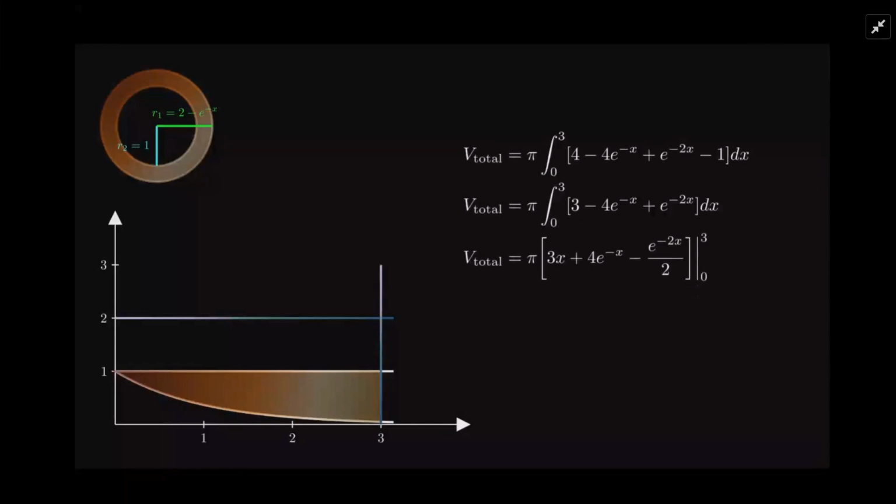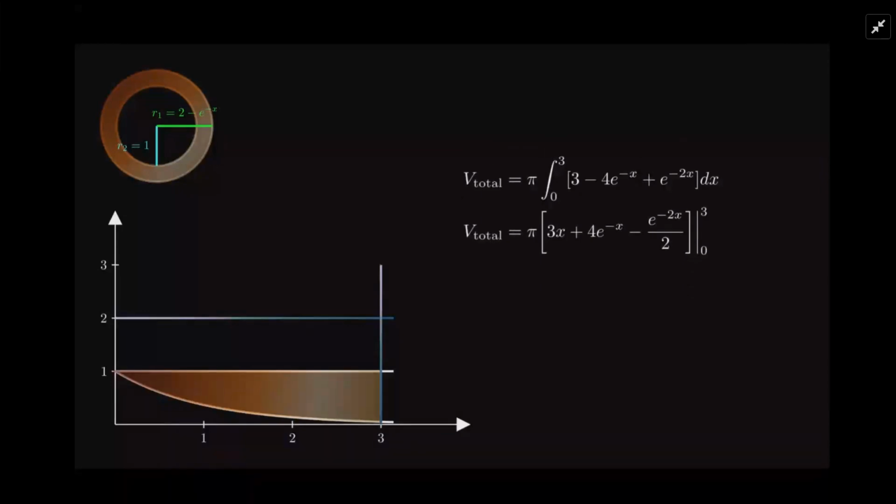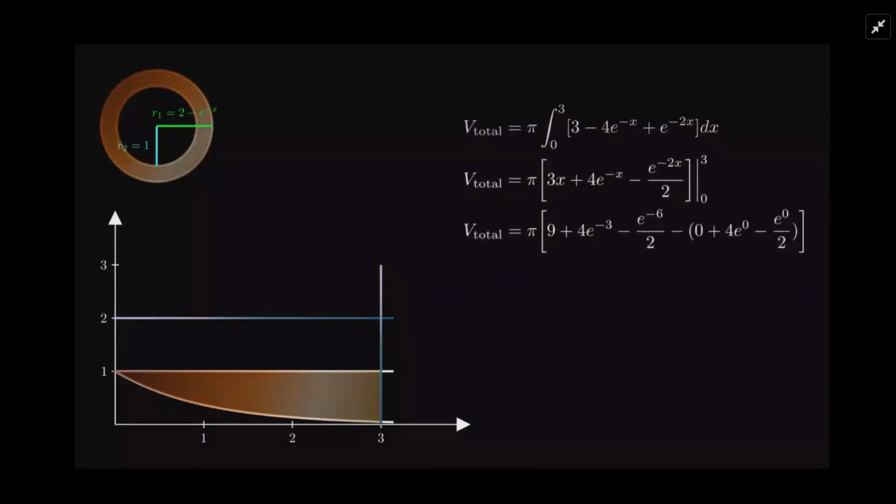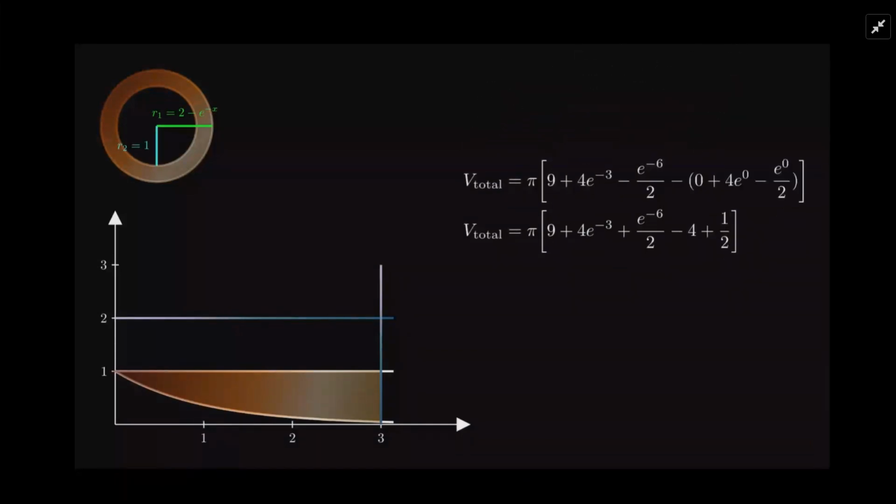Then we evaluate it. You put in 3, and then put in 0 and subtract that, like so. With a little more simplifying, e to the 0 is 1. That's ready for the calculator. Some calculators can actually do the integration, so that would be a good way to check your work.